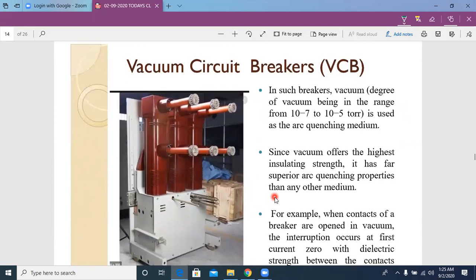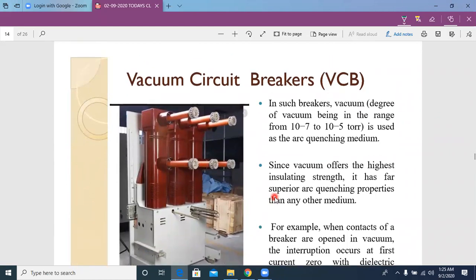Vacuum circuit breaker. Vacuum means nothing is there. Vacuum circuit breaker means in the arc chamber we maintain nothing. So nothing is there in the chamber, and we call it a vacuum circuit breaker.